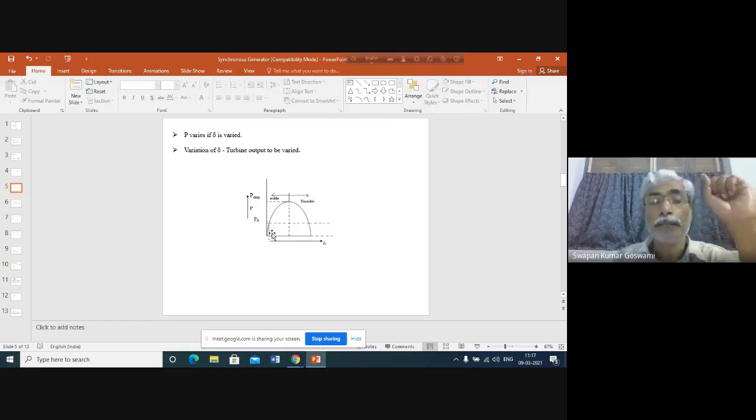Now assume that it is somewhat delta 0, say. This is the initial operating angle, delta 0. It is not written here, so I assume that this is delta 0.